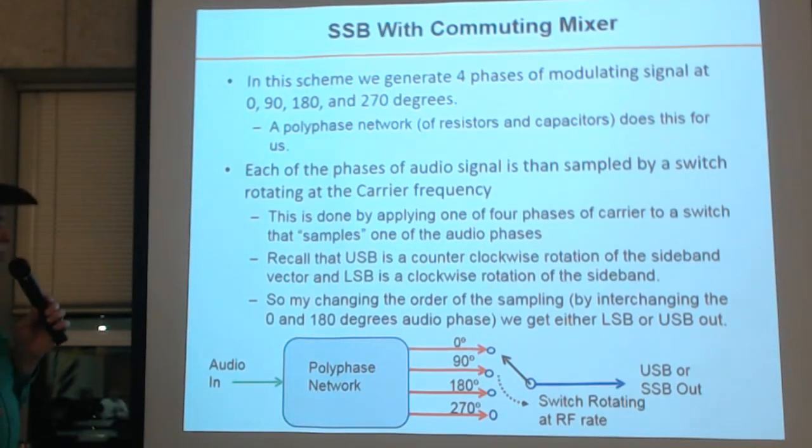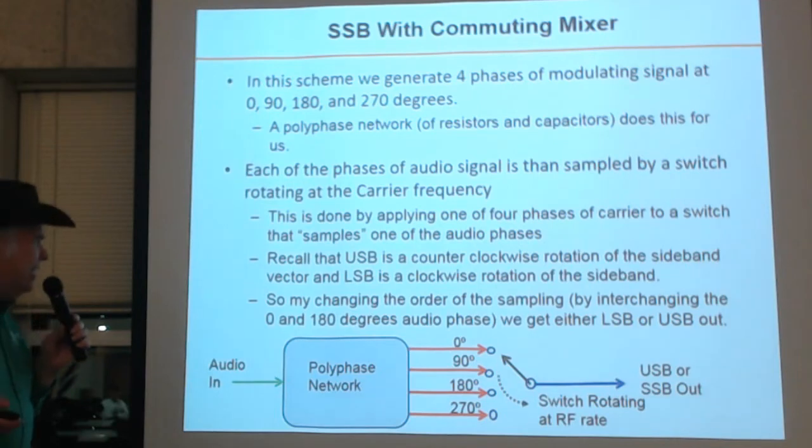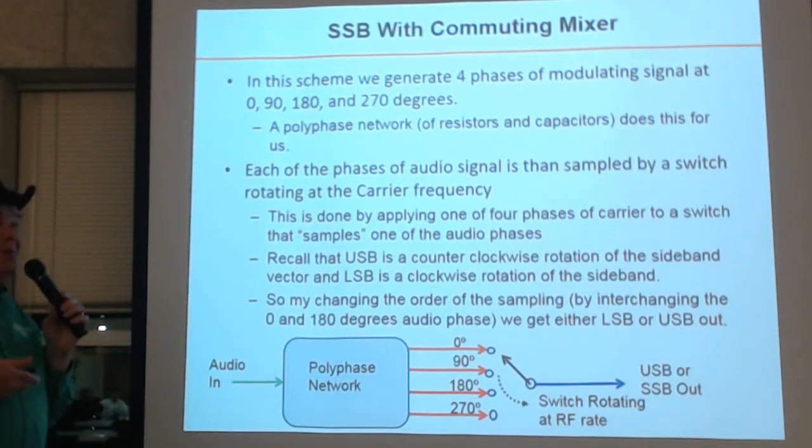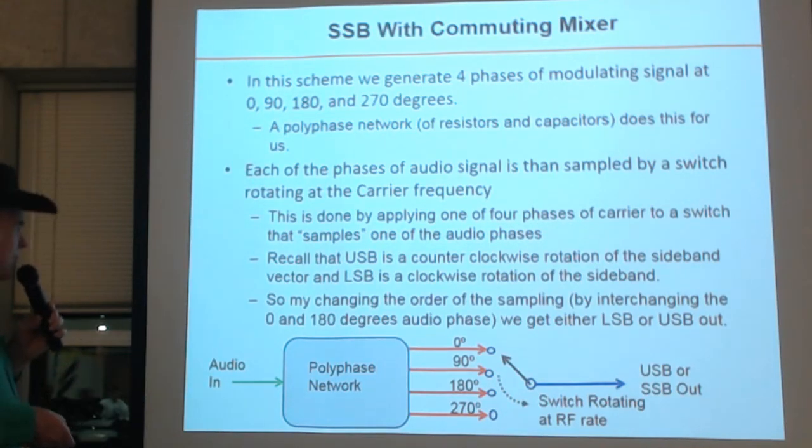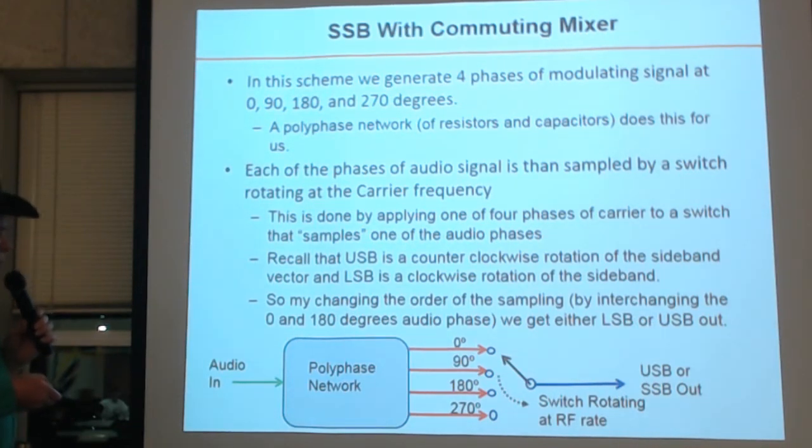And I want you to remember, I talked to you earlier that we have a lower sideband and upper sideband. The upper sideband is a counterclockwise rotation of the sidebands, remember that? And the lower sideband is the clockwise rotation. So in this commutating mixer scheme, I have my 4 outputs at 0, 90, 180, and 270, and I have the switch rotating, if you will, at the RF frequency that I want to put out. It samples this one, this one, this one, this one, and gives me either upper sideband or, in this case, lower sideband.